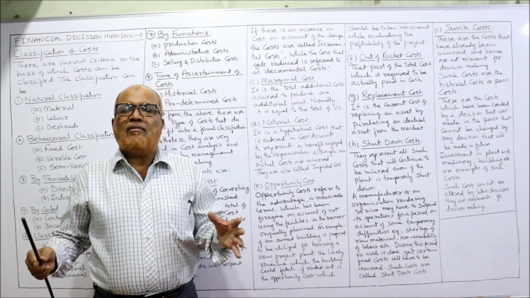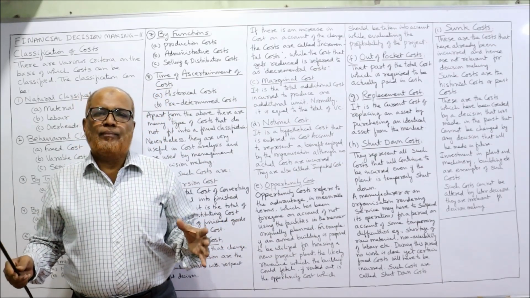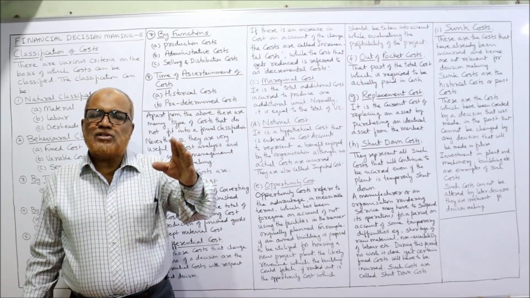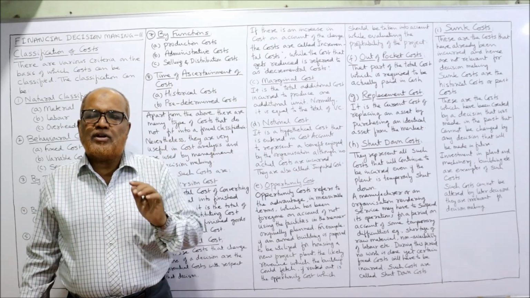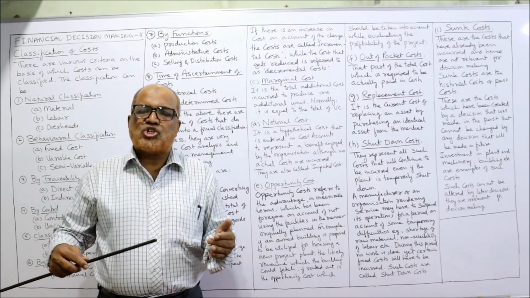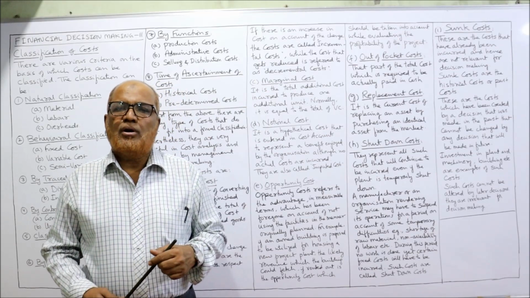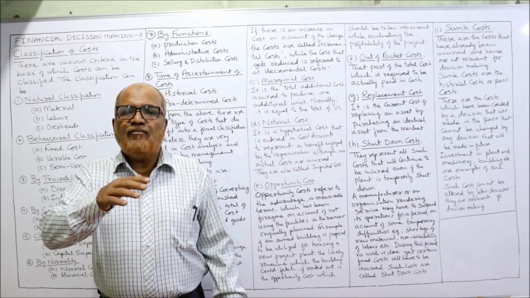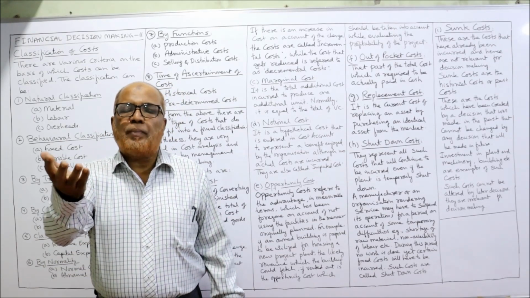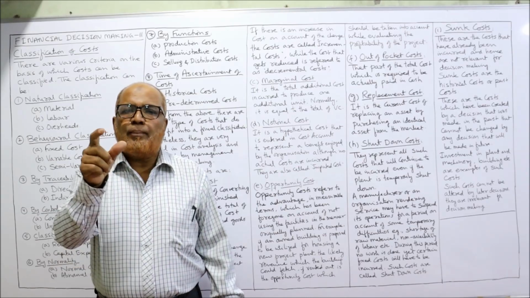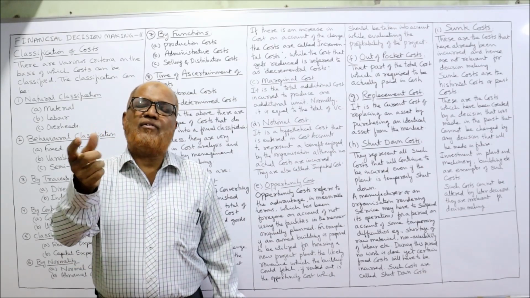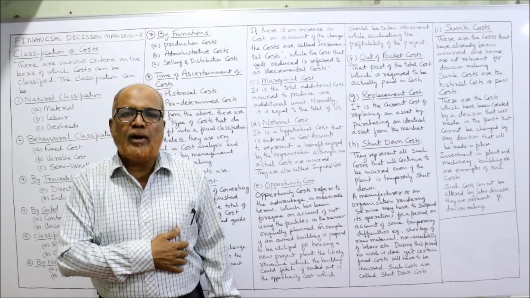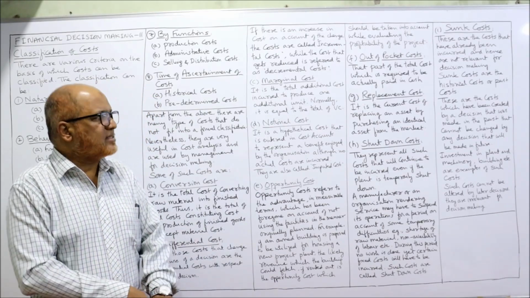For example, our machine has become old. Now we want to sell off this old machine and purchase a new machine. So we will fetch some amount by selling the old machine and we have to pay to purchase a new machine. The replacement cost is the cost of replacing an old asset with a new asset.